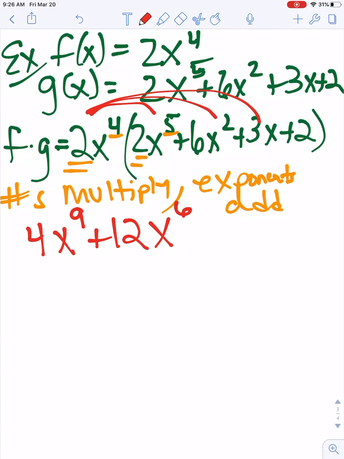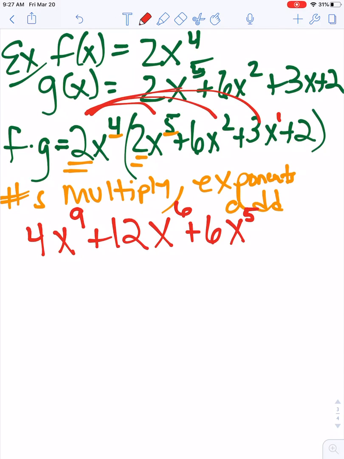Then we have 2x to the 4th times 3x. 2 times 3 is 6. X to the 4 times x gives me x to the 4 plus 1, because remember, there is an implied 1 here. I know some of you are going to say, oh no, there's no 1 there, that's just a 0. It is not a 0. It is an implied 1. If it was a 0, it would be a constant term, because anything to the 0 power is just 1. So x to the 1 is just x.